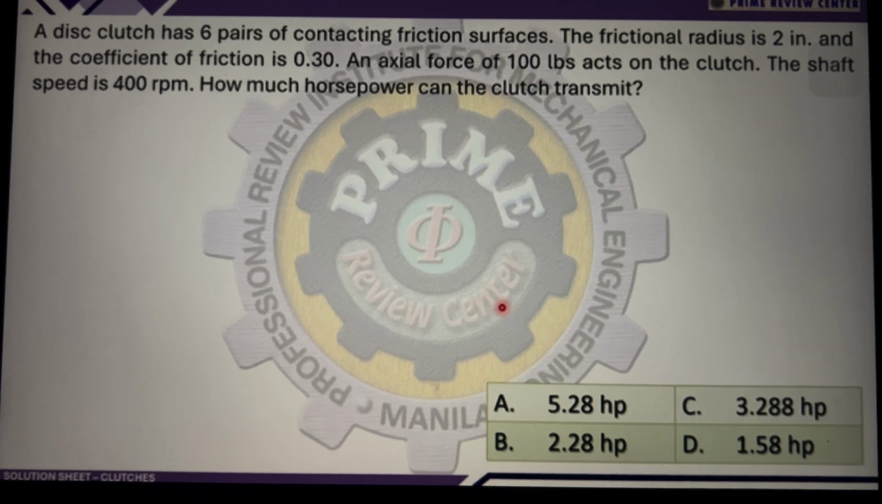The frictional radius is 2 inches, and the coefficient of friction is 0.03. Rather, 0.3. An actual force of 100 pounds acts on the clutch. The shaft speed is 400 RPM. How much horsepower can the clutch transmit? So, naghahanap ng power sa clutch.